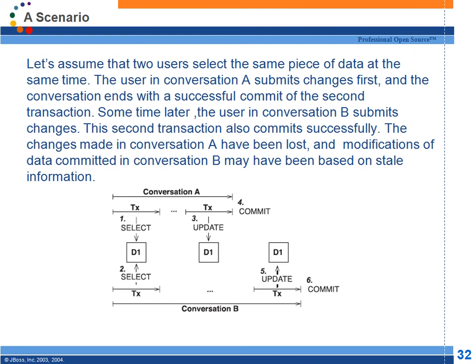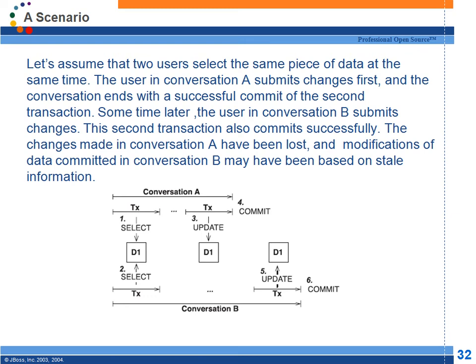Let us see this example to discuss concurrency strategies used by Hibernate. There are two conversations which are starting concurrently, parallelly. Conversation A fired a select query and got some data, D1. And conversation B also fired the same select query and got the same set of data. Now, in conversation A, user A made some updates on the same data and then committed it.